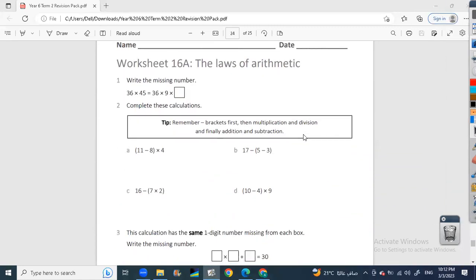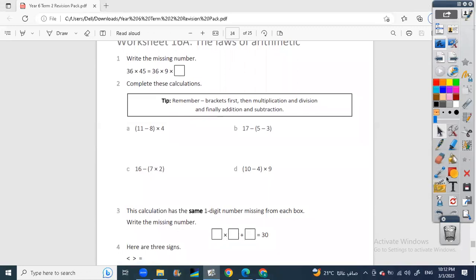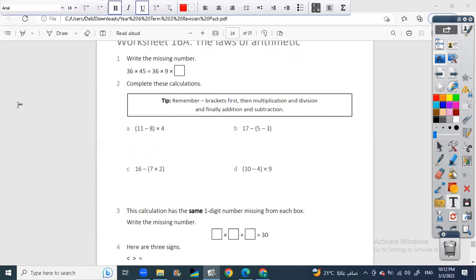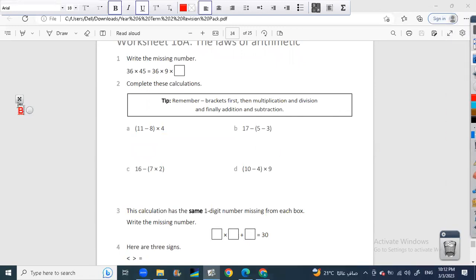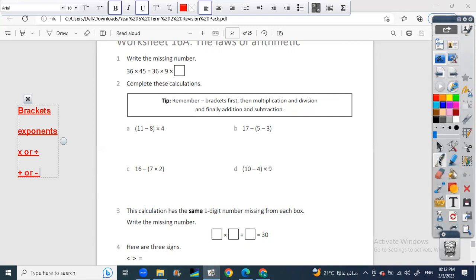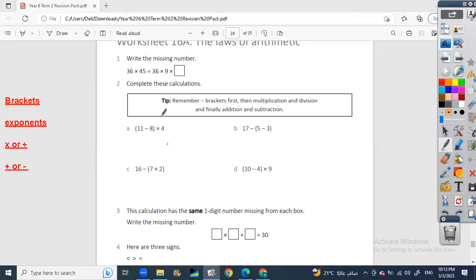Next is the laws of arithmetic. Don't forget that we have to start with doing the brackets. So the first thing, brackets. Then we got the exponents. Then we got multiplication or division in order from left to right. Then we got addition or subtraction in order from left to right. So let's follow the steps right now in order to answer these questions.